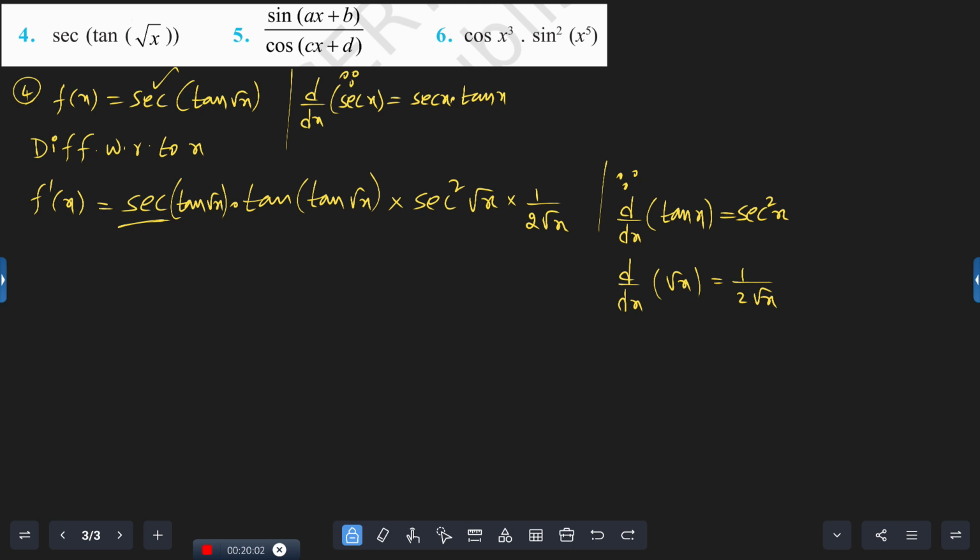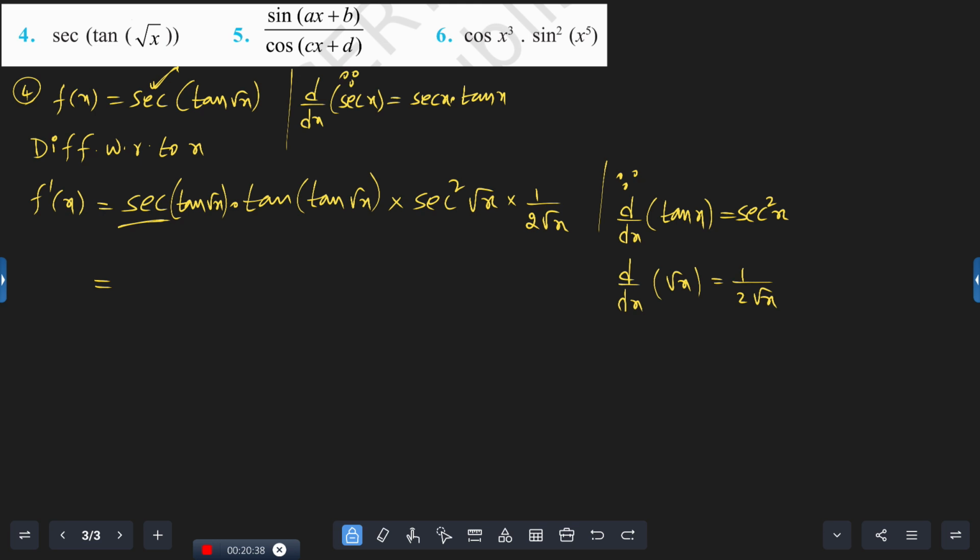Again I am telling, don't look at the answer to differentiate. See the question. Secant derivative, secant into tan. Tan derivative, secant square. Root x derivative, 1 by 2 root x. Over. If you look at the answer now, many people will continue: secant derivative, secant into tan, then tan derivative, secant square, then secant square derivative, 2 secant into tan. Like that they will continue. Don't see the answer. See the question and do it. Have you understood what I am speaking? Now that's it. Everything is over. Just simplify and write.